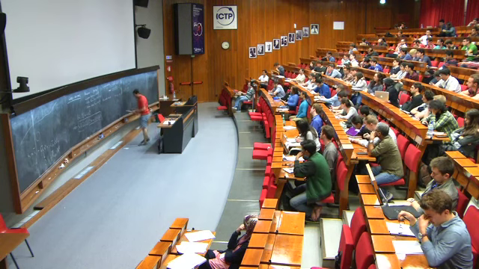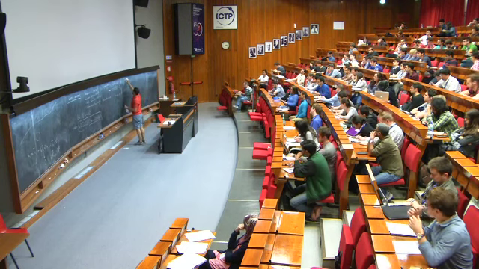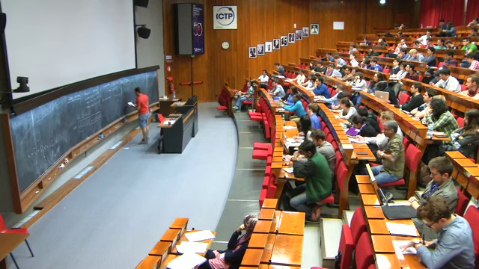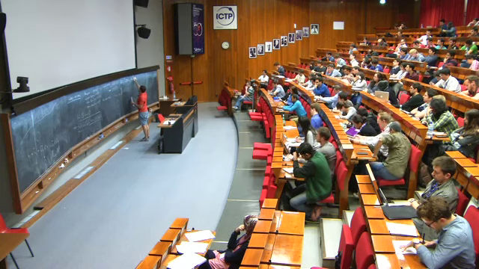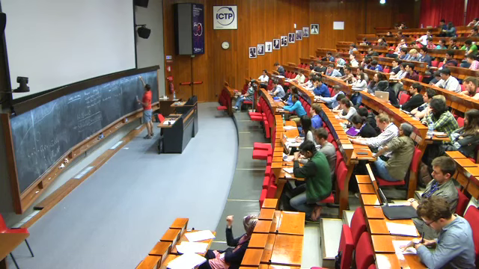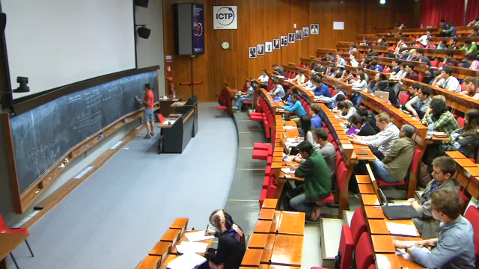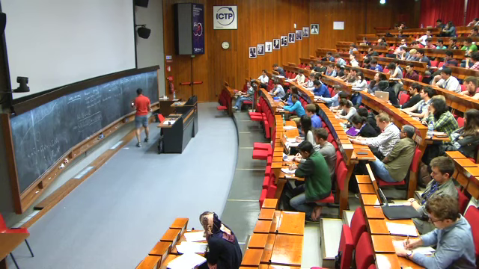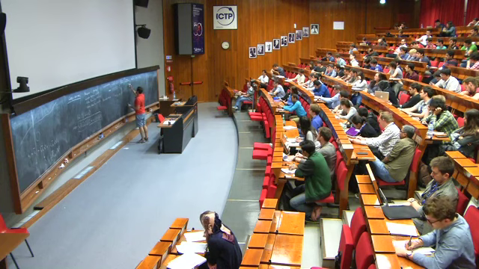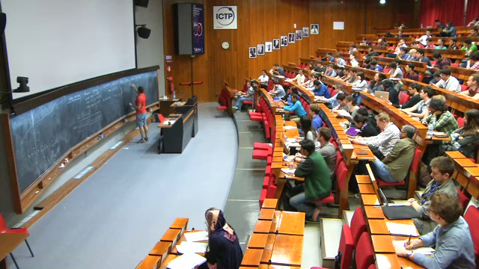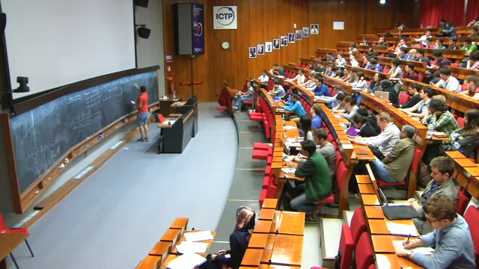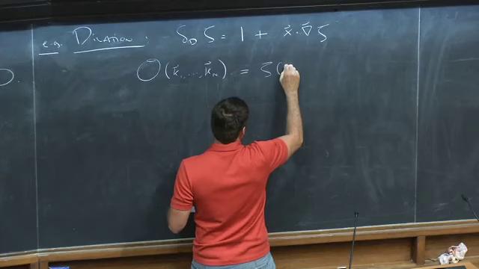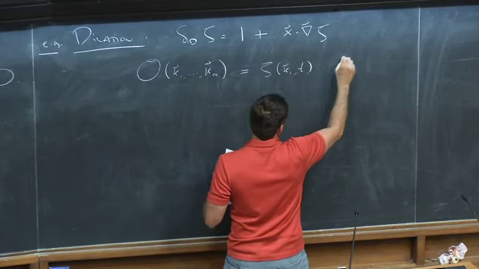So first, let's do the dilation as an example. For dilation, we have that the symmetry transformation of zeta is 1 plus x dot grad zeta. The right-hand side is easy. Moreover, for simplicity, we're going to take O to be a product of n fields, an equal-time product of zetas, just to make our life a little bit easier.